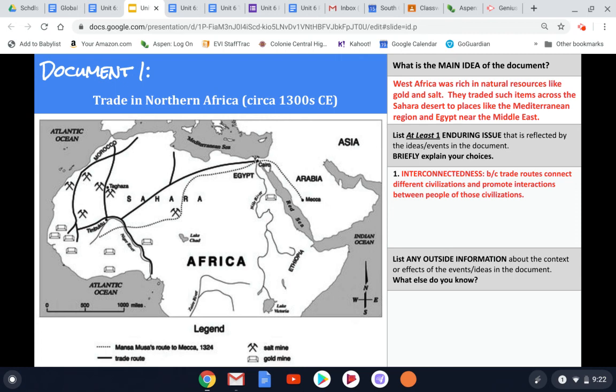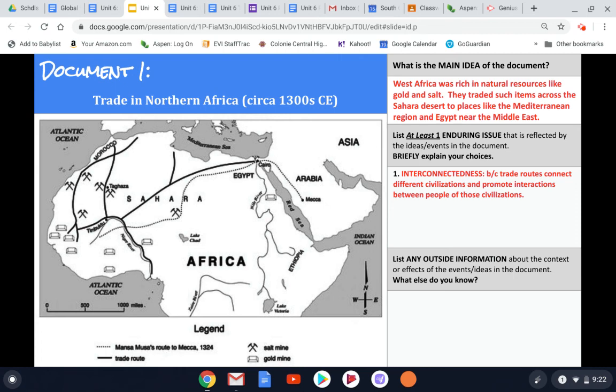When you're listing your enduring issue, I want you to take a second to spend at least a few words, if not a short sentence, to explain why you're choosing that, just like the categorization worksheets that we've done before. In this case, interconnectedness is a good enduring issue that shows up here because we have trade routes that connect different civilizations.